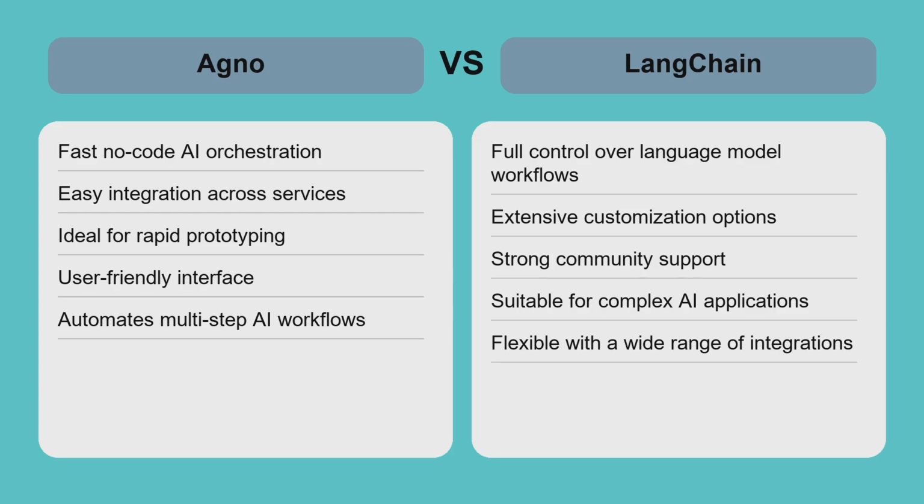For example, Agno suits a product team automating customer support with multiple AI tools quickly, while LangChain fits a startup developing a sophisticated AI assistant requiring custom memory and API calls. Choosing between them depends on your project's complexity, team expertise, and need for flexibility versus speed.